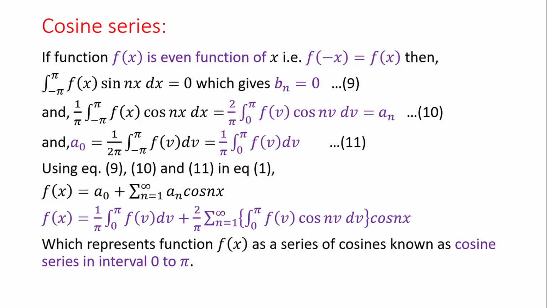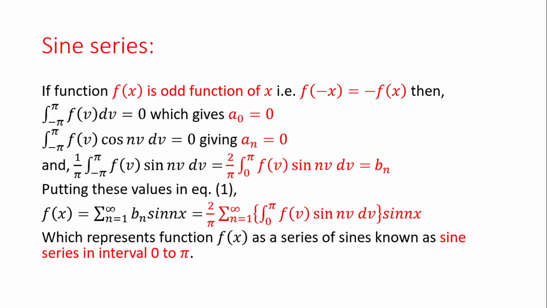And in this way, the Fourier series has a single term, and it is f(x) equal to the summation from n equal to 1 to infinity of Bn sin nx. By putting the value of Bn, we have 2 by pi, summation n equal to 1 to infinity, where we substituted the value of Bn, that is the integral 0 to pi of f(v) sin nv dv, and sin nx as it is. In this way, it is the Fourier series which has sine terms only. Hence, it is known as a sine series in the interval 0 to pi.